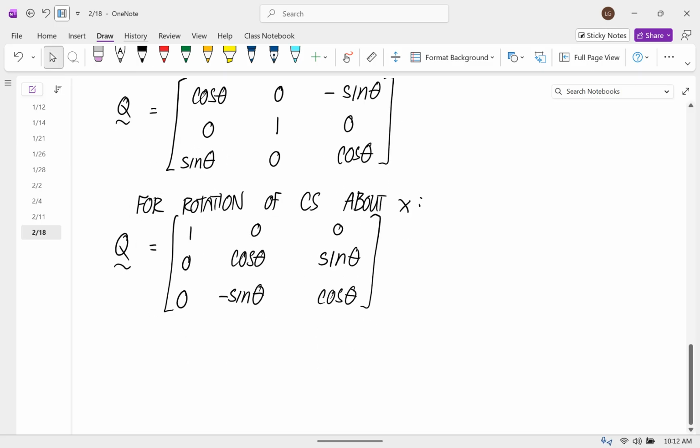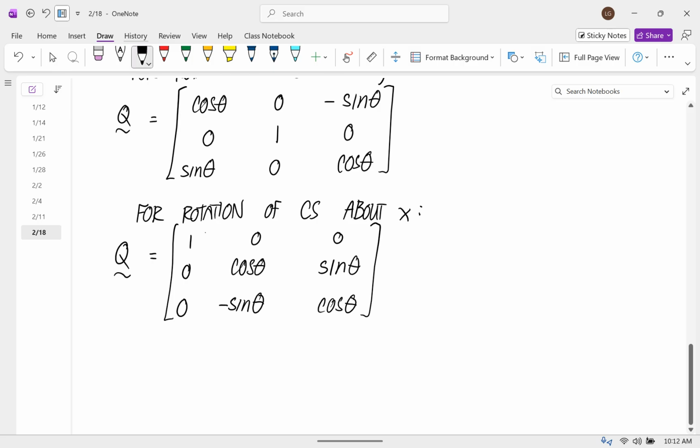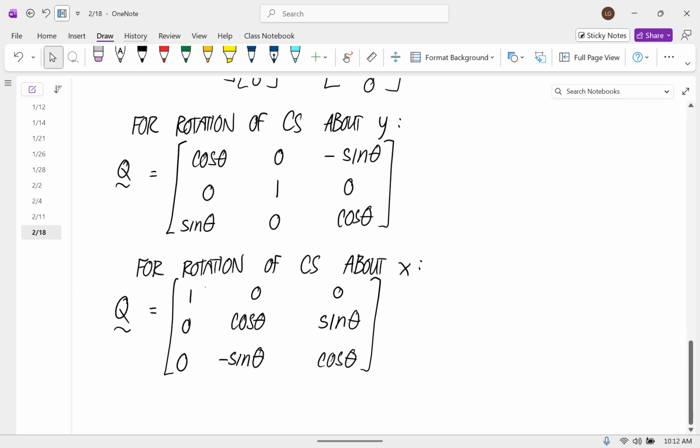So notice there is a pattern if you look at the x and z. Whatever axis you're rotating about has a 1 in that diagonal position and zeros in the rest of the column and the rest of the row. And then you have cosine, sine, negative sine, cosine. Y almost follows that pattern, but the y-axis always has to be a little difficult. So it switches where the negative is on the signs.